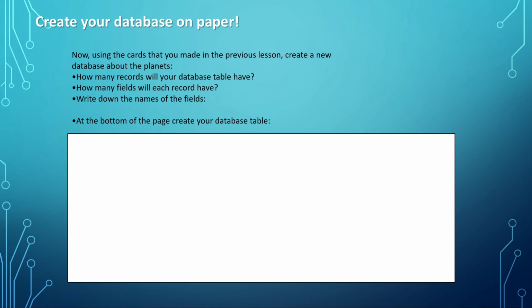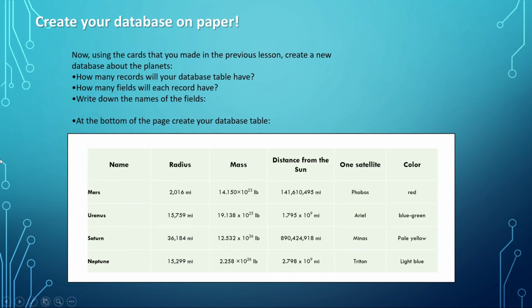How many records will your database table have? You have to identify it. How many fields will there be, how many fields will each record have, and you have to write down the name of each field. I'm sharing how I created it on paper like this. Basically: name, radius, mass, distance from the sun, one satellite, color. All these are the fields, and these are the records, which are stored in rows. These are basically my fields.